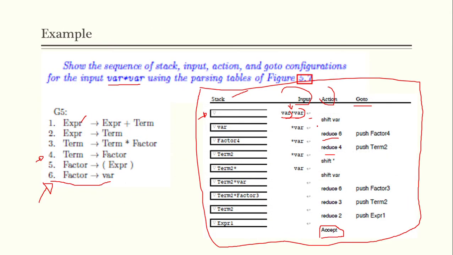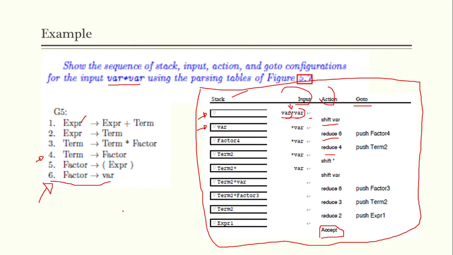So the action here is shift var. After you do shift var, it means you push var into the stack. So now you push var into the stack. Shift means that you push the information into the stack. Done with the first stack. Now we are in the second stack here. As I said, if it is a shift, you don't have to read goto. Only when it is reduce, you need to read goto.